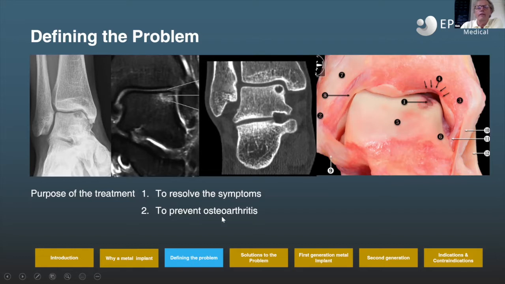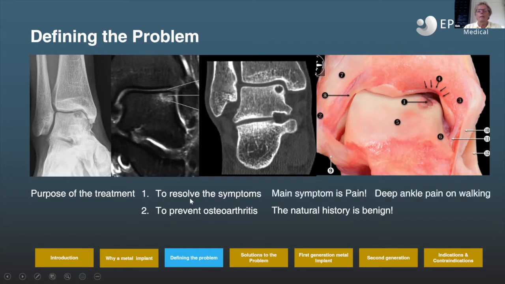And in fact, this last issue, the prevention of osteoarthritis, in the vast majority of cases, it will not develop to osteoarthritis, but the larger lesions, the lesions of 15 millimeter and more, obviously they are prone to osteoarthritis. So these are the ones that we might want to treat in spite of the fact that they are low symptomatic. So what is the symptoms? The main symptom is pain. These patients have deep ankle pain on walking.